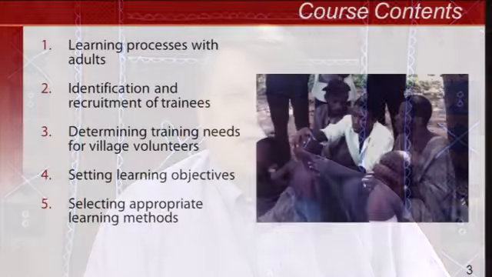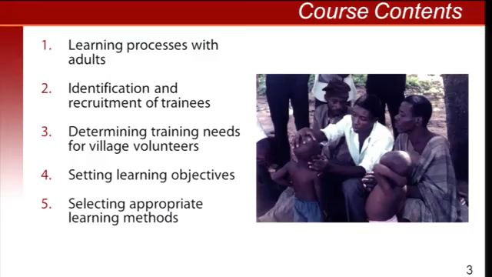We have 10 major sections of this course. And as we said, they'll build step by step, helping you create a training program. But first we want to start off looking at adult education, recognizing that the village volunteers come with a wealth of knowledge, and we want to build on that. We want to discuss how to identify and recruit trainees, working together with the village leaders and the village members.